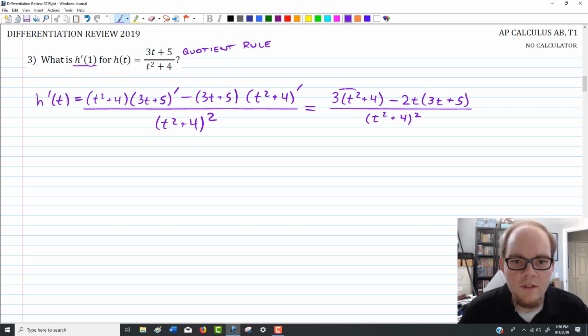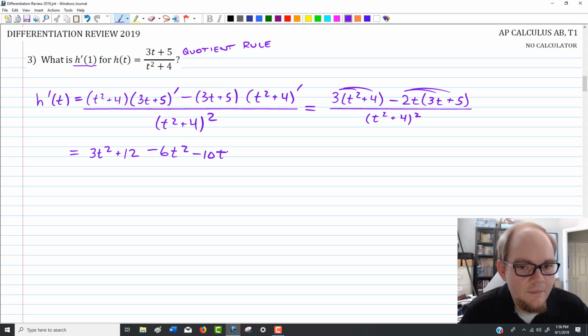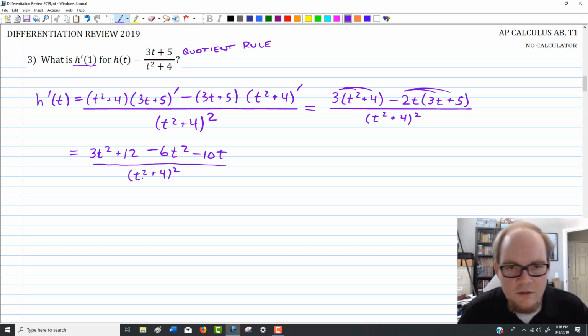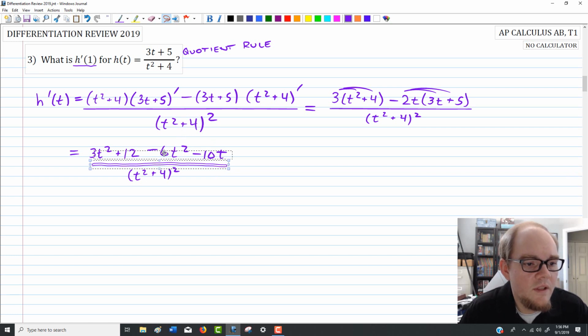Okay, so looking at all those ingredients, I now need to distribute and make sure that we distribute that negative sign. That's where a lot of mistakes happen here. So we're going to get 3t squared plus 4. Nope, just kidding. Look at that, I almost made the mistake. Plus 12, 3 times 4. The next one, I'm going to get minus 6t squared minus 10t all over that denominator. And although it's not maybe perfect at this point, you'll notice that I haven't distributed out the denominator because, again, we're going to have to plug in a number anyway, so there's no reason to make it worse than it already is. We'll just leave it as simple as we can.